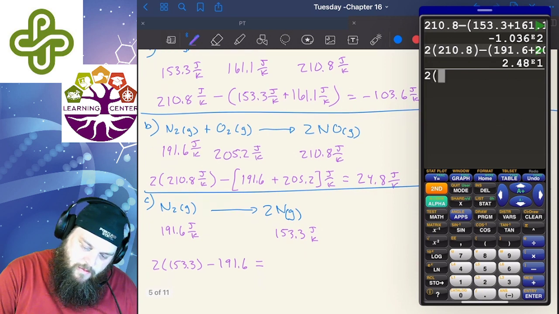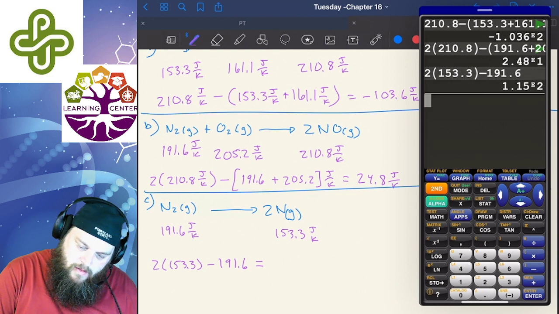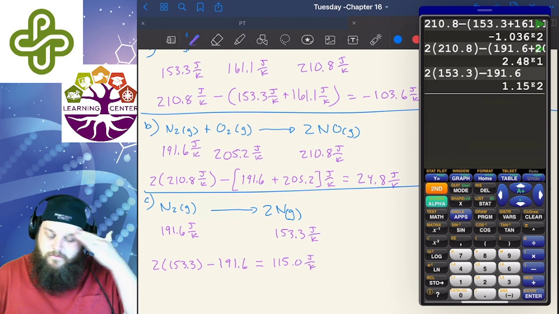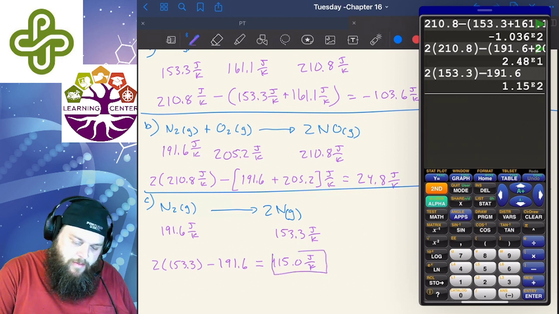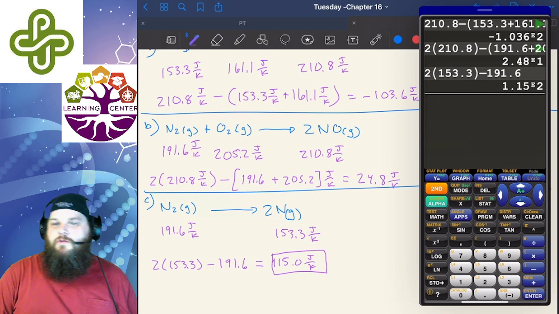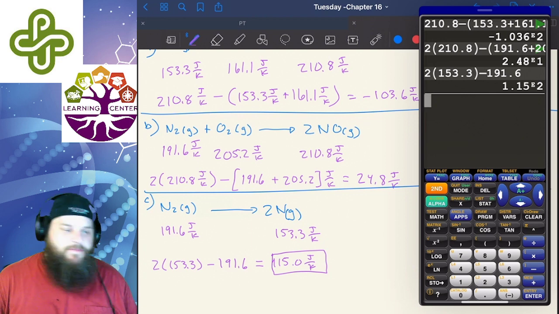We have 2 times 153.3 minus 191.6, and that's all going to be in joules per Kelvin. So that's 2 times 153.3 minus 191.6. I missed a 1. There we are. That equals 115.0 joules per Kelvin. And there we go. That's our positive value, just as we expected. We can see it's 115 joules per Kelvin when we transform N2 gas into N gas.